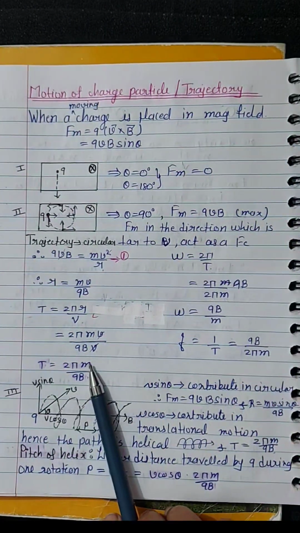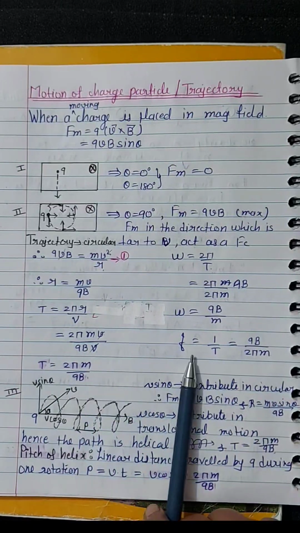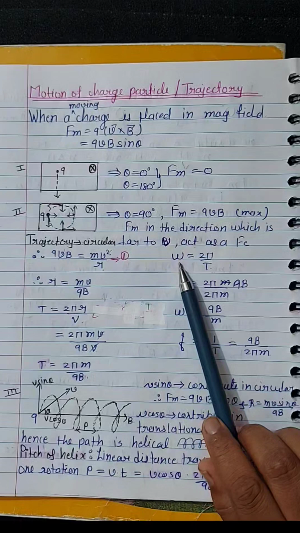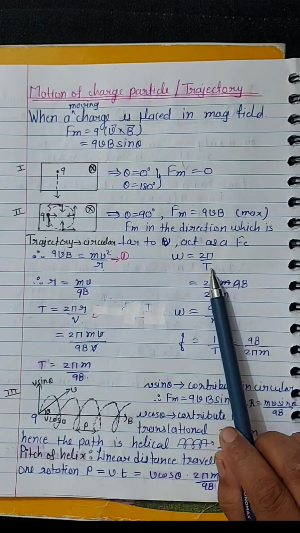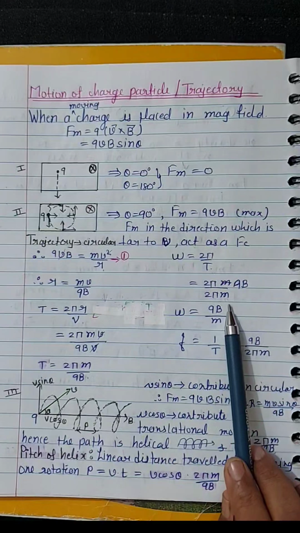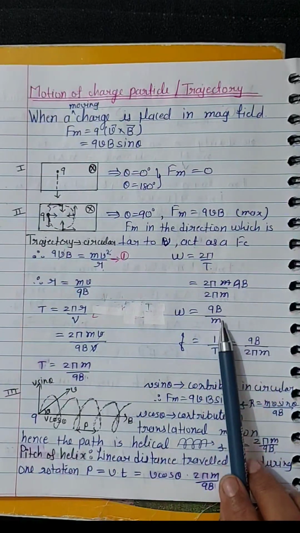Frequency is the reciprocal of time. So the frequency of revolution can be written as qB by 2 pi m. Angular frequency is 2 pi by T. It is 2 pi divided by 2 pi m, and qB in the numerator. So 2 pi cancels. So it is qB by m.